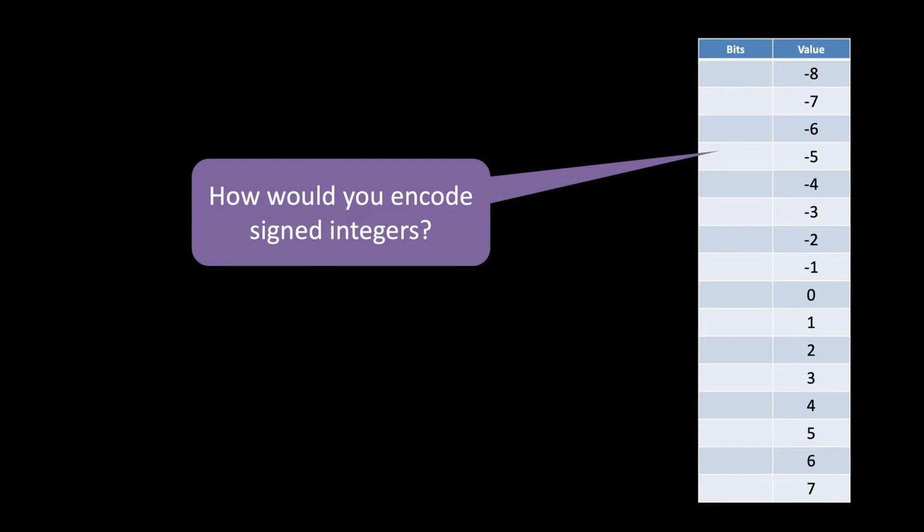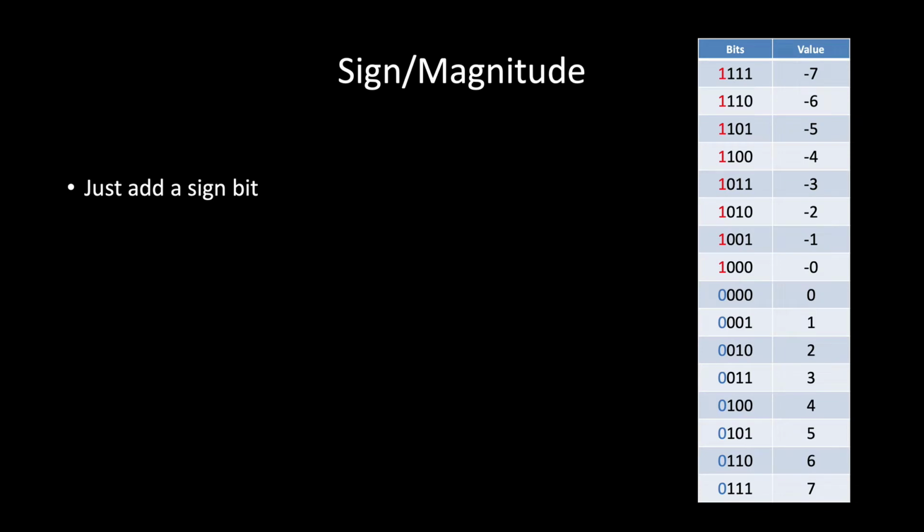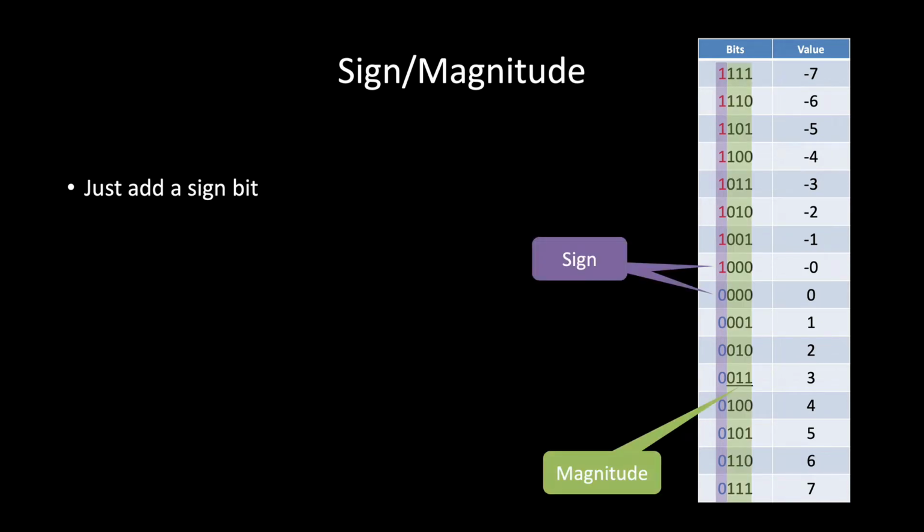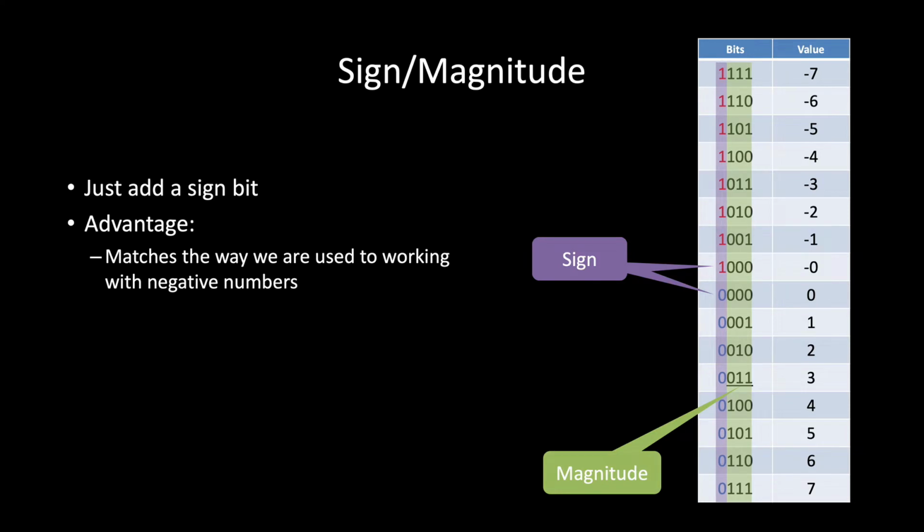When asked to devise an encoding for signed integers, most students first suggest adding a sign bit to the binary number. In other words, add one more bit that indicates whether the number is positive or negative. This approach is called sign magnitude. Sign magnitude is appealing because it matches the way we naturally handle negative numbers. The sign bit is analogous to the plus or minus sign we put in front of integers when writing them out by hand. However, this approach has a couple of disadvantages.